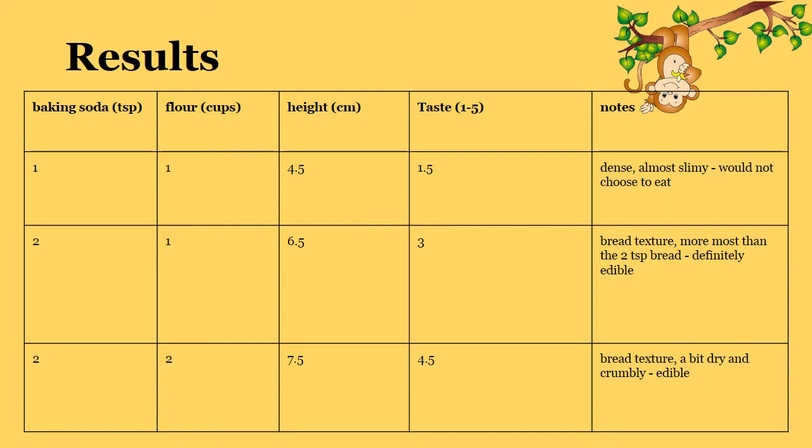Our taste also changed. Our taste was rated on a scale of 1 to 5. As you can see in our notes, the first experiment, with the least baking soda and low flour, gave us undesirable banana bread. It wasn't something you'd want to eat. Turns out the most desirable banana bread was the one with the most baking soda and the most flour. It was a bit dry and a little crumbly, but it was edible. It was not that bad.